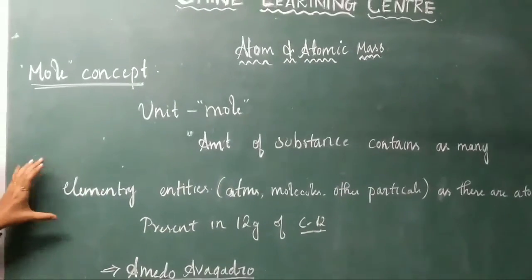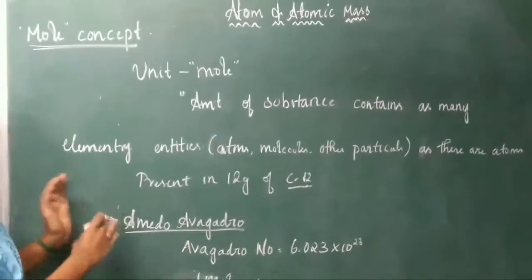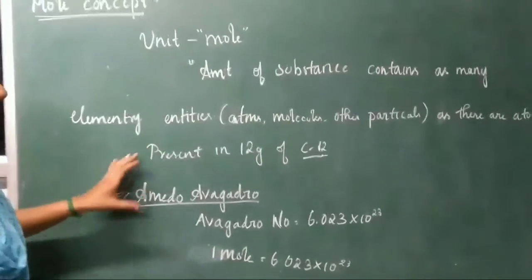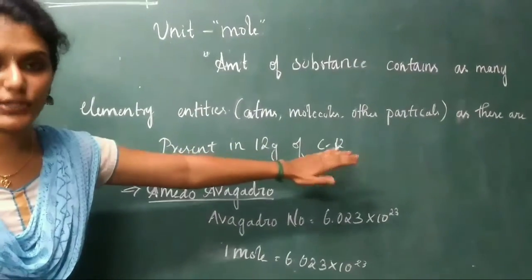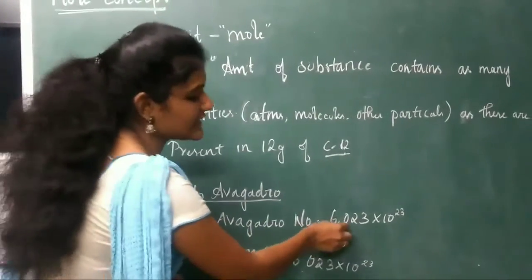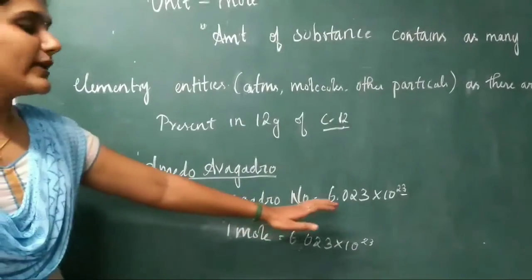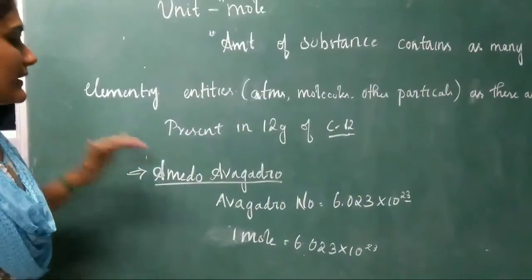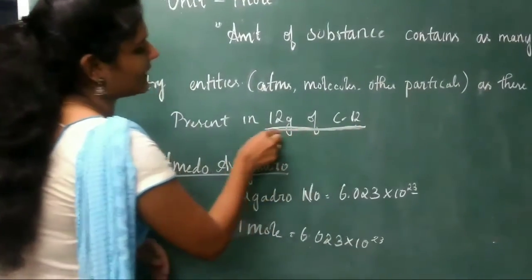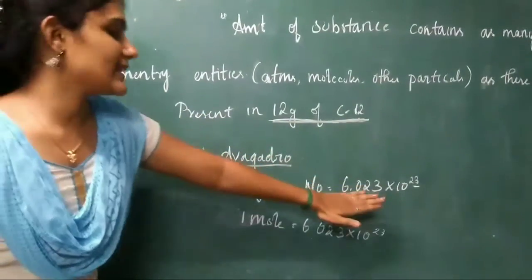So we need some number to measure it. The experimental number to measure the mole is given by Amedeo Avogadro, an Italian scientist. The exact number of atoms present in 12 gram of carbon 12 is given by Amedeo Avogadro, and the Avogadro number is 6.023 into 10 to the power of 23. This number is nothing but the number of atoms present in 12 gram of carbon 12 isotope.